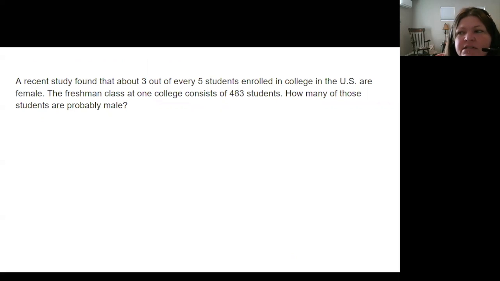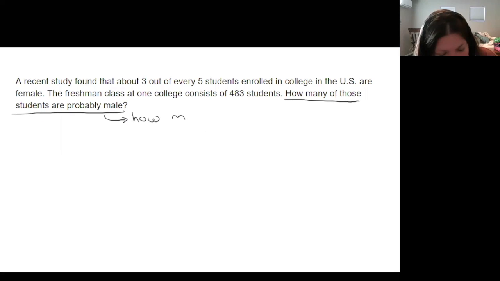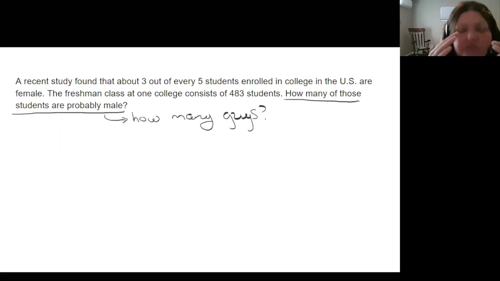So you might say, what's this doing in data analysis? Guys, data, we got statistics, 3 out of every 5 students. This falls under that broad category. So what are they asking me to do or to find here? How many of those students are male? I want to know how many guys we're looking at here. Okay, I can think of at least 4 different ways to solve this problem. There is not one right way. So what are you guys thinking?